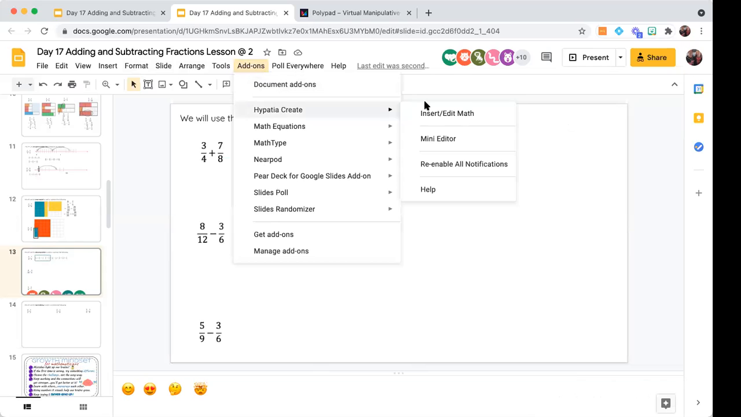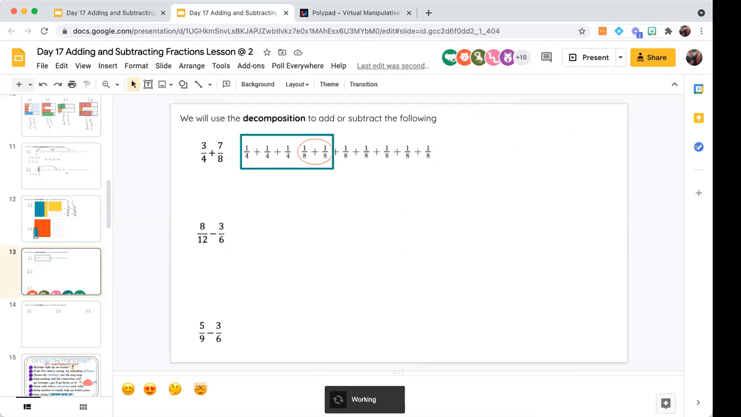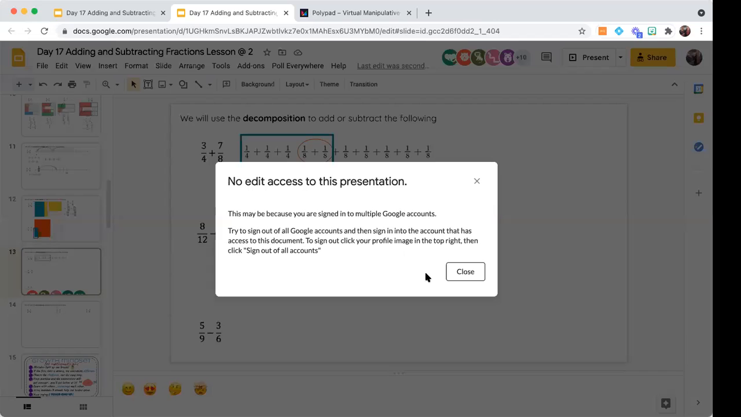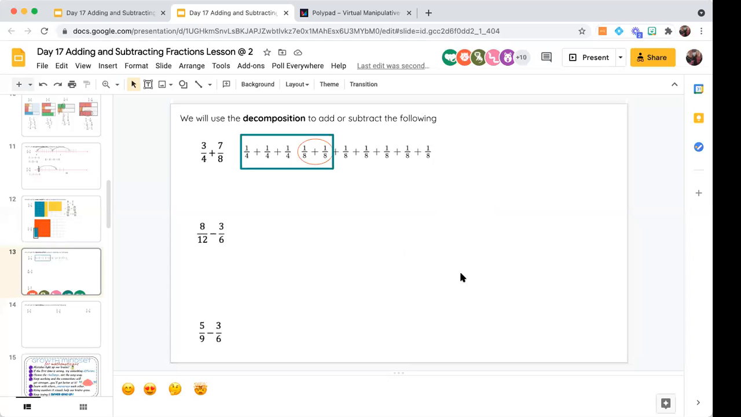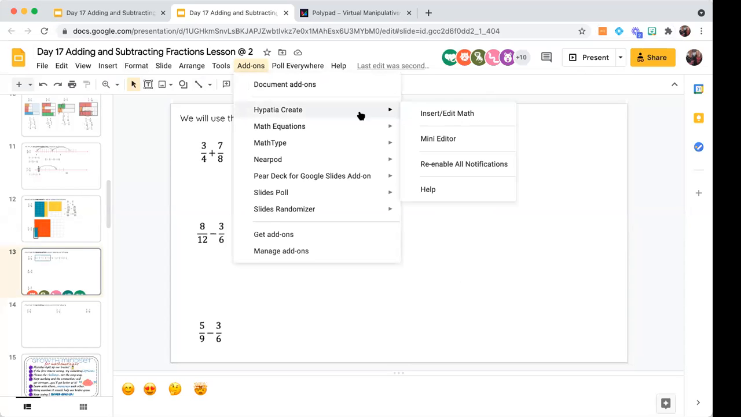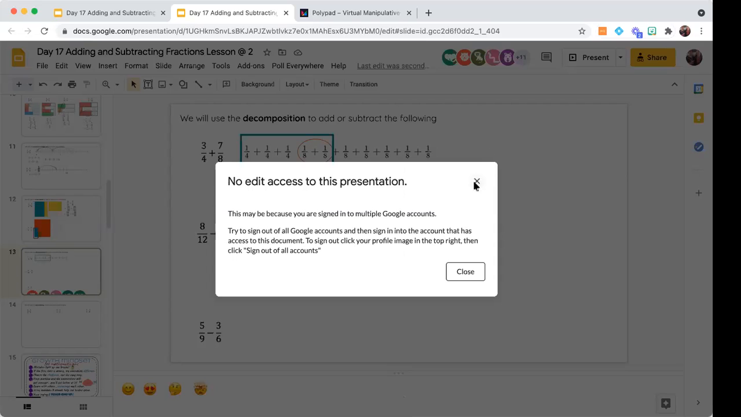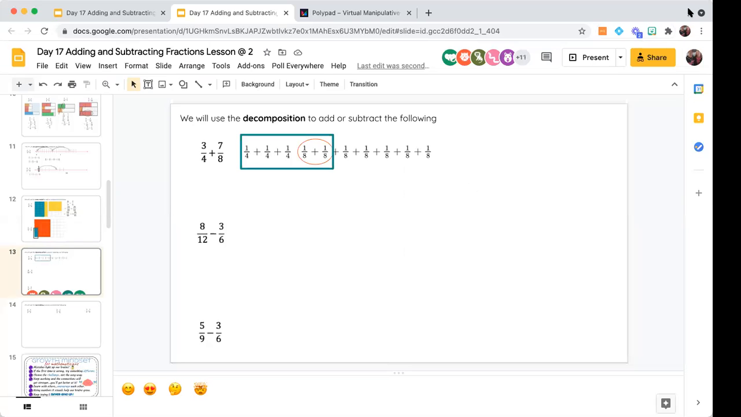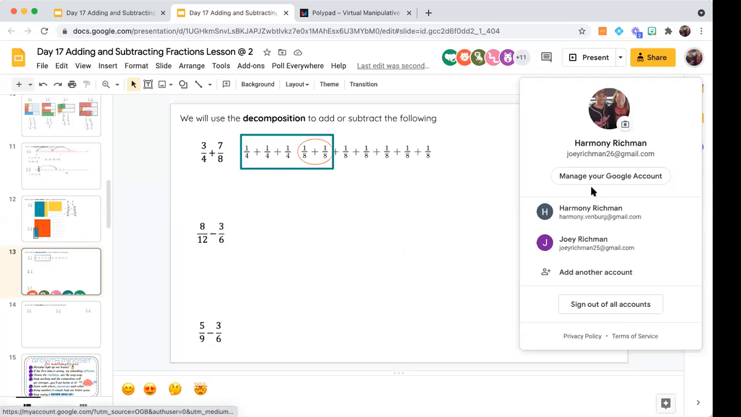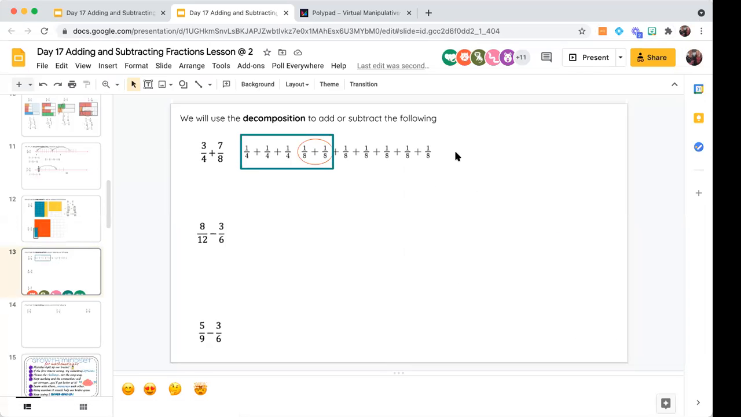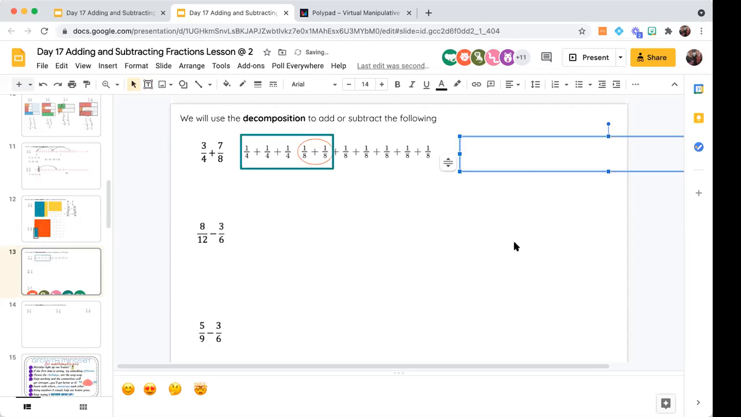For some reason, it wanted to get rid of my editor, so we will just open it up. No edit access. I don't know what that means. Let's try doing the big one. Of course that would happen. In any case, we will go back to the traditional modeling since for some reason it's having conniptions.